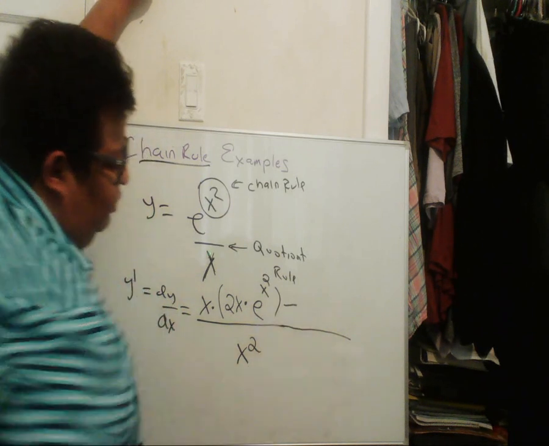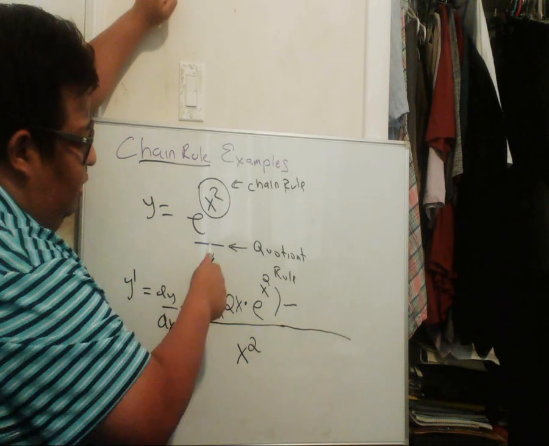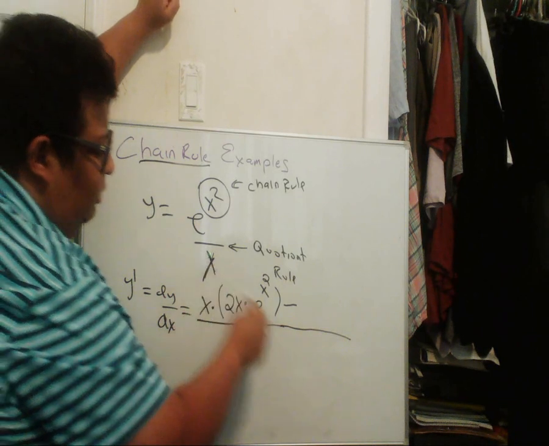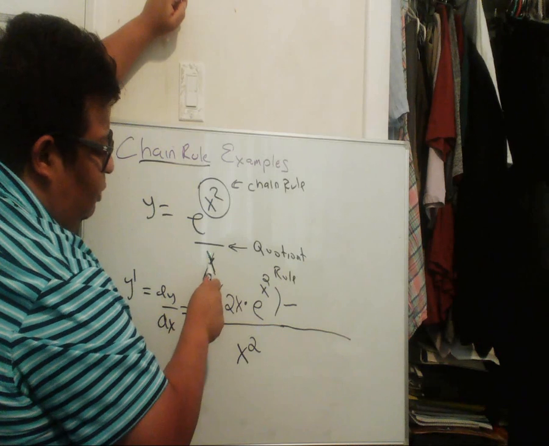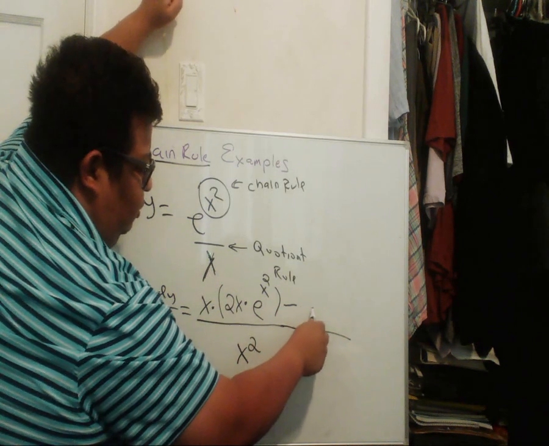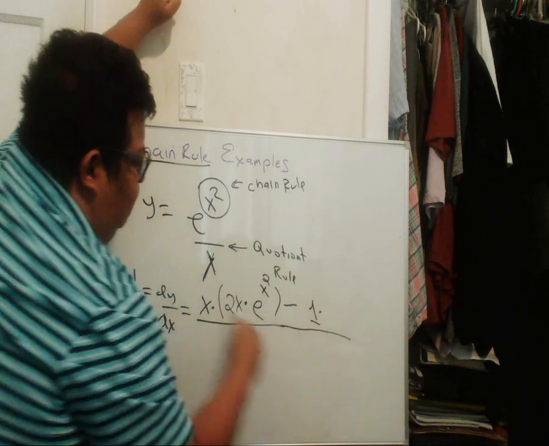And then we do minus, and now we do the opposite. We take the derivative of the bottom. What's the derivative of x? Just 1, so we leave 1 times the top.